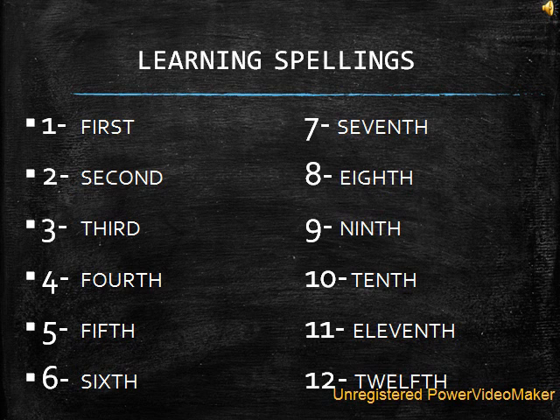So the spelling of 12th is T-W-E-L-F-T-H, 12th. We will not pronounce the F strongly every time. The sound will be small. 12th. You can repeat this portion of the video again and again and learn the spellings.